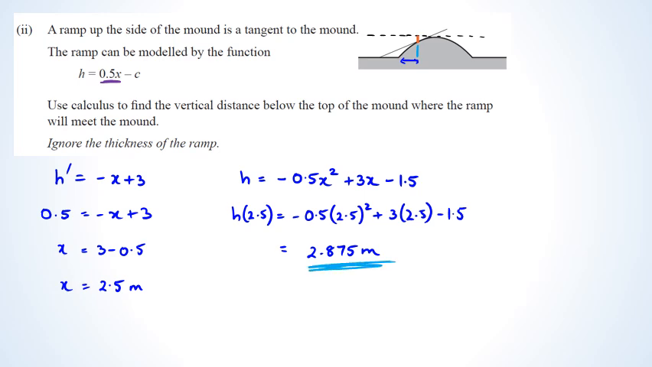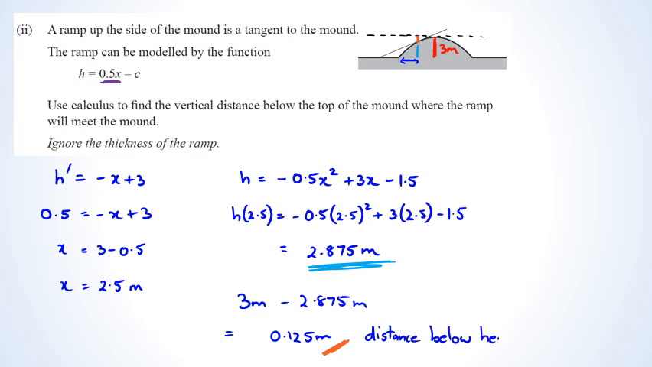If I want to figure out what the orange part is, remember that in the previous question we figured out the maximum height, that distance there, was 3 meters. So if I go 3 meters minus 2.875 meters, I end up with 0.125 meters, and that is the orange part. So we can just put a little note here: distance below height of mound.